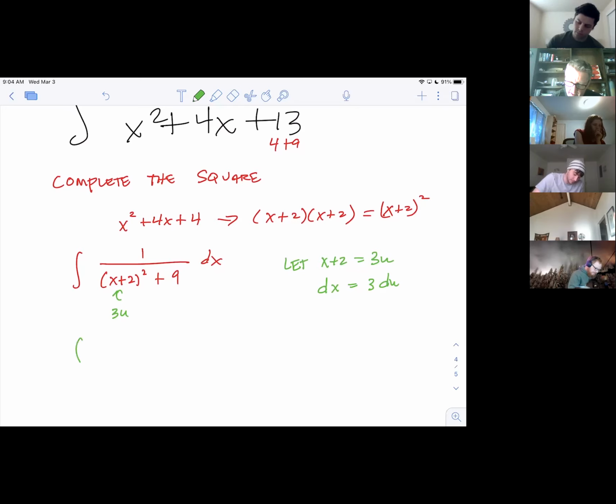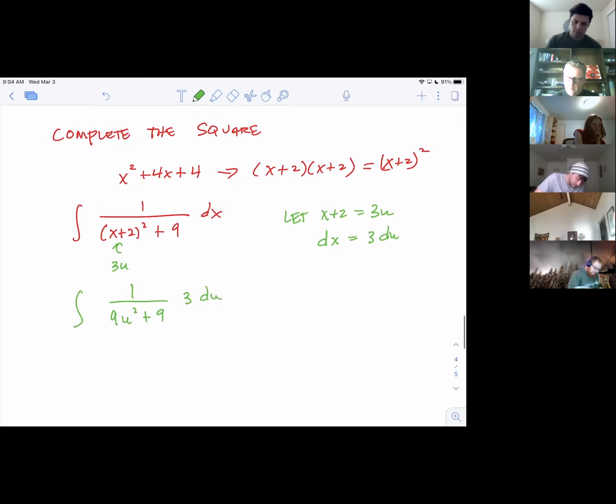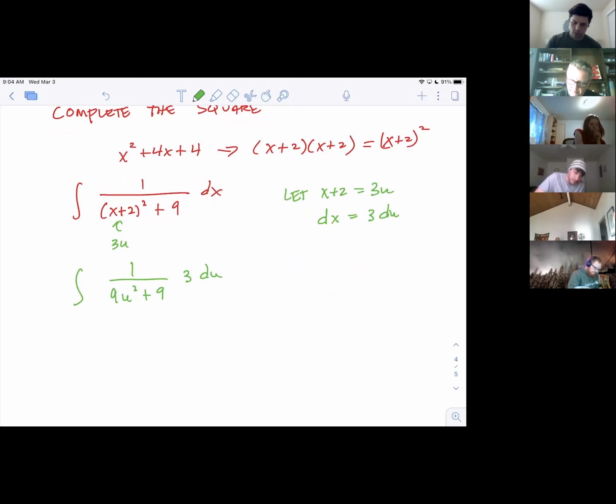Well, let's keep going. So that means dx is equal to 3 du. And so, okay, what do I got here? Then I got 1 over 3u squared, which is actually 9u squared when I square it out. And then dx is replaceable with 3 du. And so this is awesome because then I can pull that 3 out front. And then I can pull this 9 out front. And that leaves that. Do you agree with that?